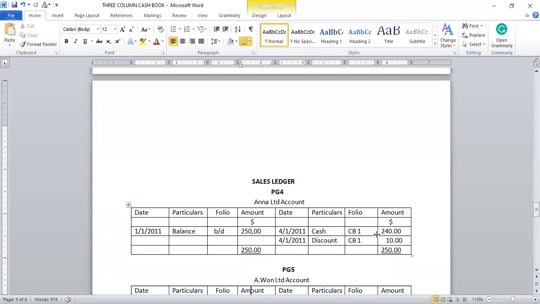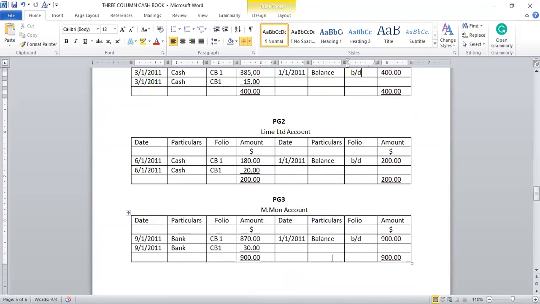Once the cash has been debited, it is going to be credited in Anna Limited account. So it has been credited on 4th January 2011, particular cash, because you can find it in the cash book, as well as cash book folio, cash book page 1, CB1, $240, the card has been paid, and the discount $10. 4th January 2011, particular discount, that also can be found in the cash book page 1, $10. So he then paid the debt and the account closed. Okay. So the next transaction.